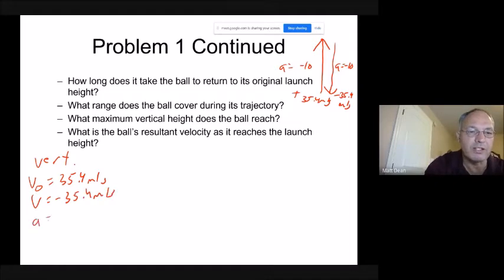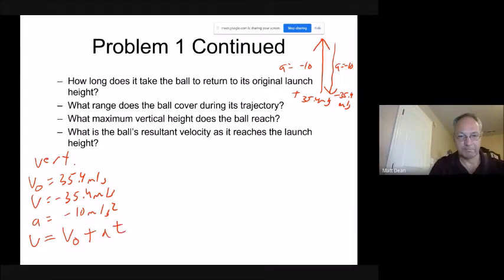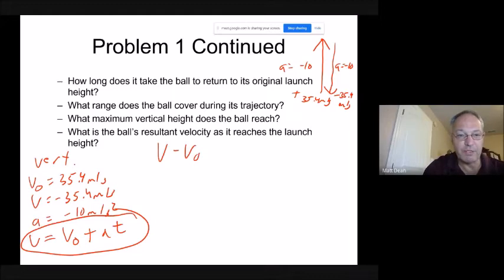We know that our acceleration is negative 10 meters per second squared. We're looking for a time in the air. And the easiest kinematic equation to use to find that time would be this one: final velocity equals initial velocity plus a t. I like to solve my equations for the variable I'm looking for before I put in any numbers. So I'm going to solve that for t. I would subtract the v naught from both sides, and divide both sides by a, and rearrange my equation to get this. Once I've got that rearrangement made, now it's just plugging in.